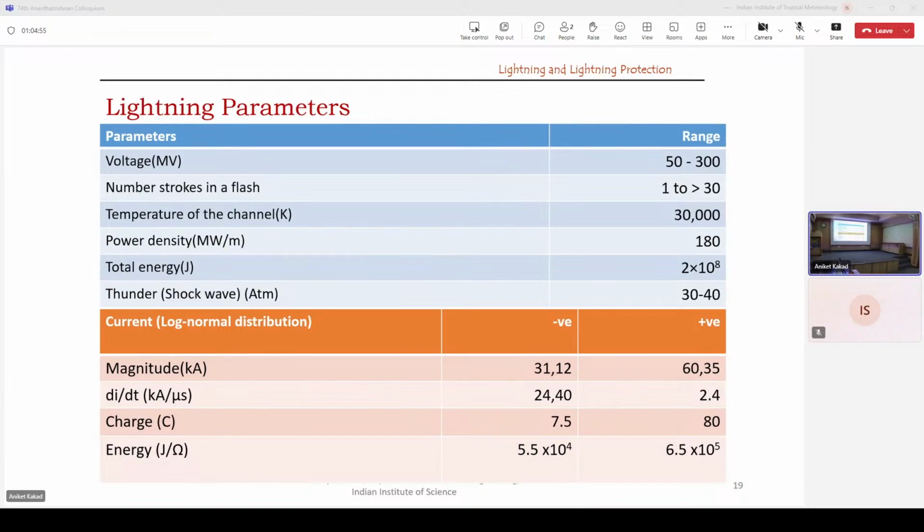If the last thing you hear is thunder, and you are able to see around, then you're not close to the channel. Currents, all impulse currents, last for maybe less than 100 microseconds, in the range of 31 kiloamperes negative, positive 60 kiloamperes. The rate of rise is so large. The charge per stroke is not that high, 7.5 coulombs or 80 coulombs. But don't worry about charge, because 1 coulomb is a huge charge. In a practical transmission line, even runs of 300, 400 kilometers will not have 1 coulomb separated.